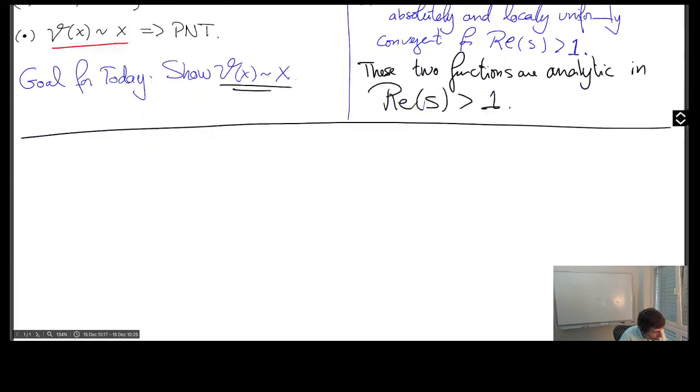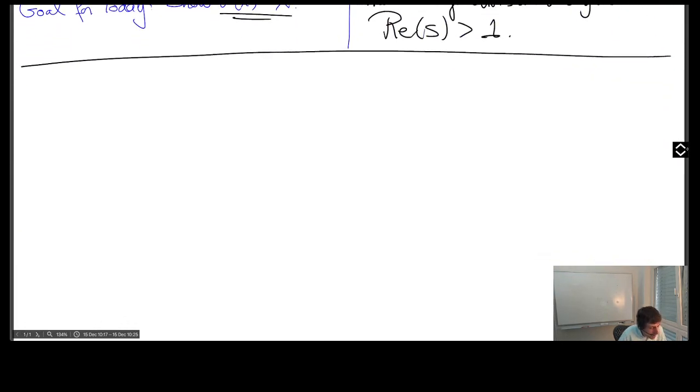Okay. And so first, let's relate the Riemann zeta function with the prime numbers.